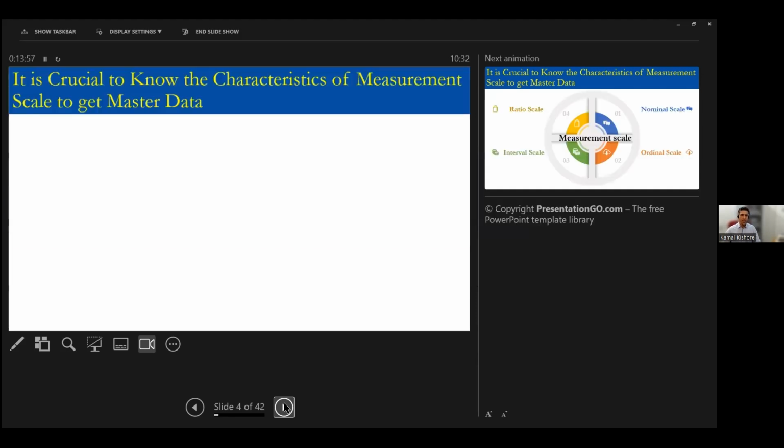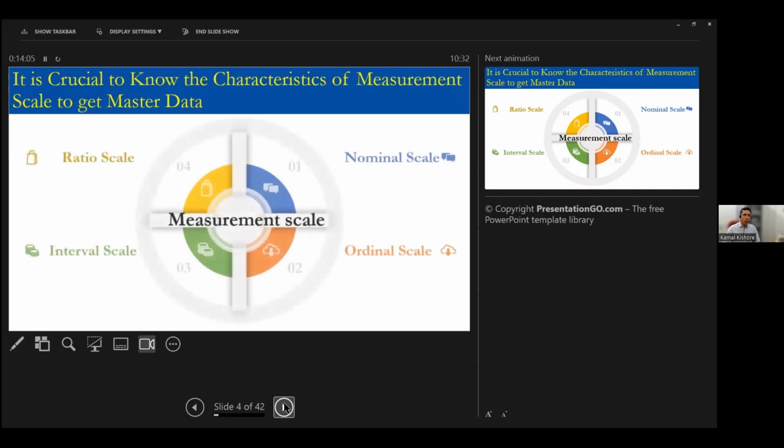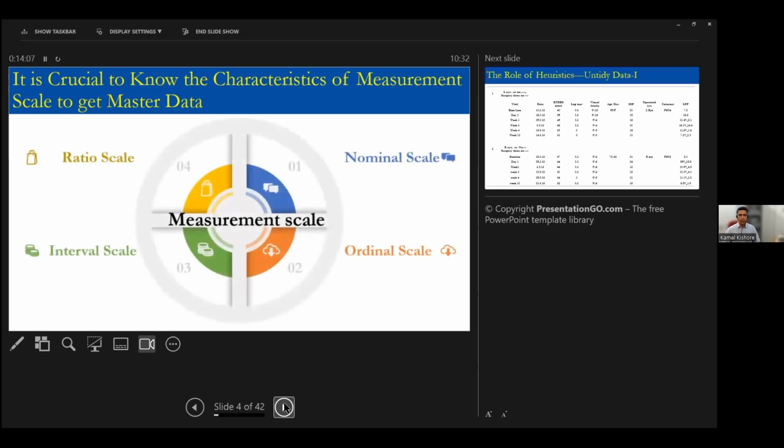The number one and most important thing is we need to know the measurements, how we are measuring. Our measurements, which we record in terms of variables such as height, weight, gender, can be segregated into 4 broad categories. Nominal scale, which is just a naming. It is just an identifier.